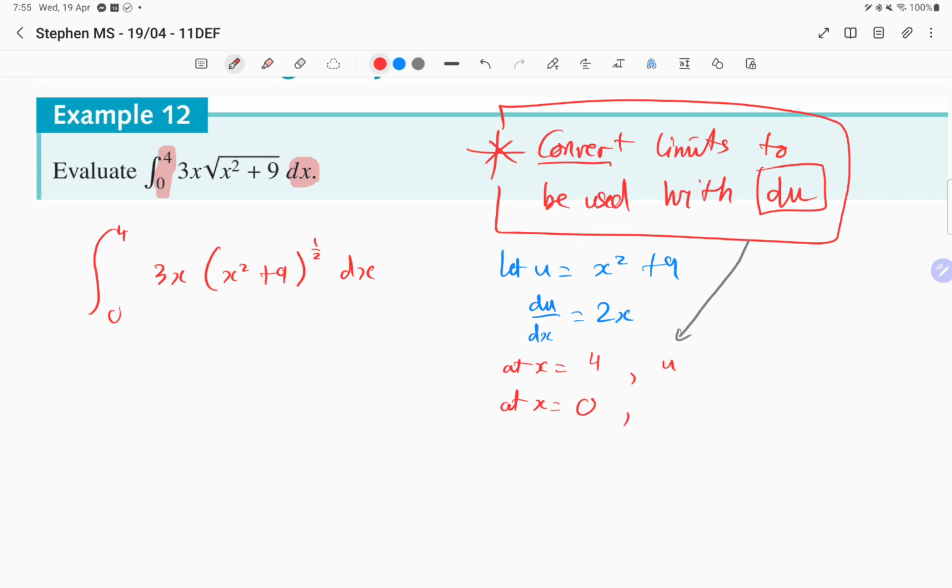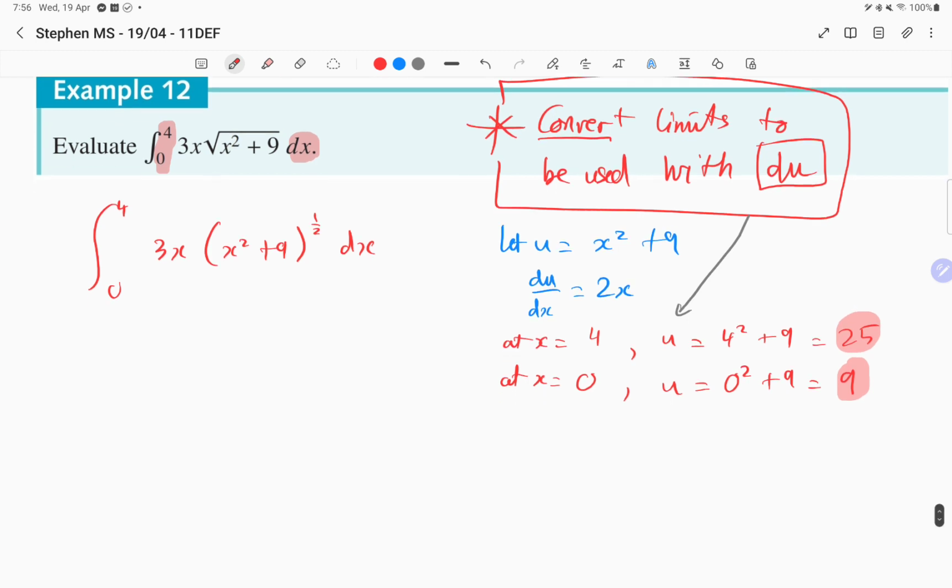When x equals 4, what's u? u is 4 squared plus 9. It's just the definition here. 16 plus 9, 25. At x equals 0, u would be 0 squared plus 9, which is 9. That makes sense. This is just the limit for u. Remember, the limit for dx is 4 to 0. If you want to convert it to use with du, you need to change it to a limit for u.